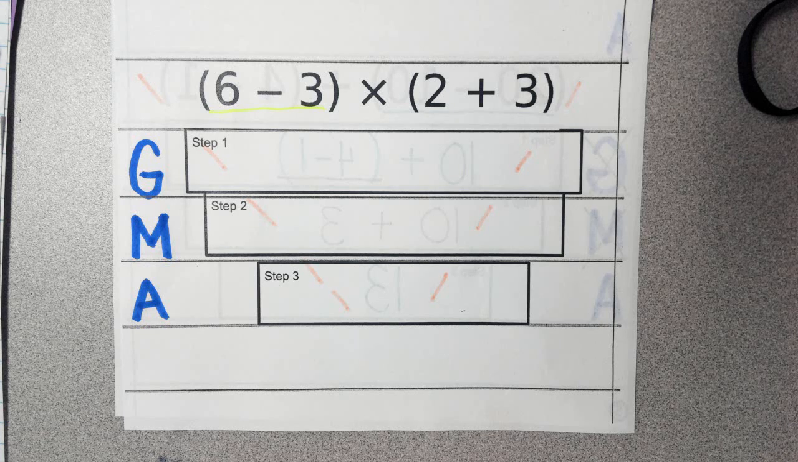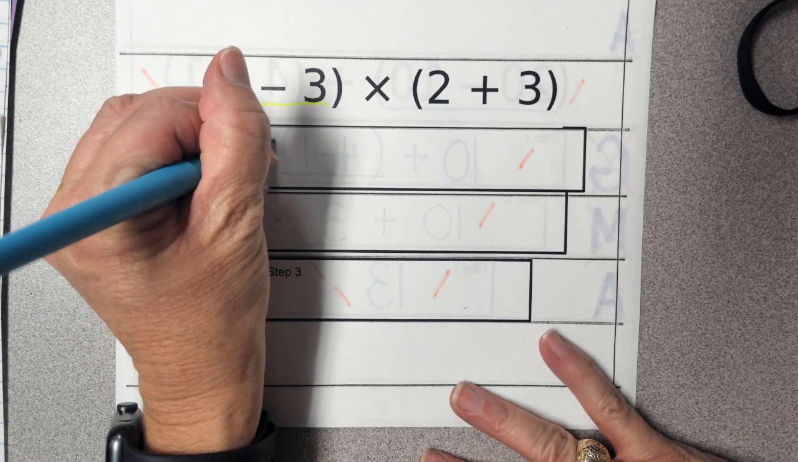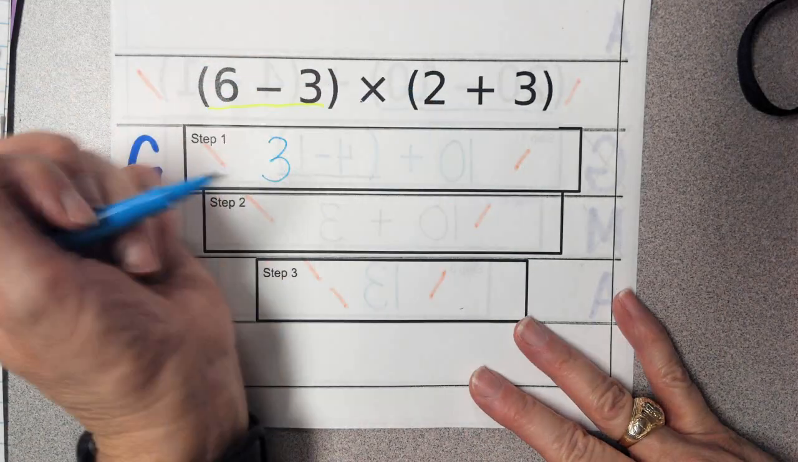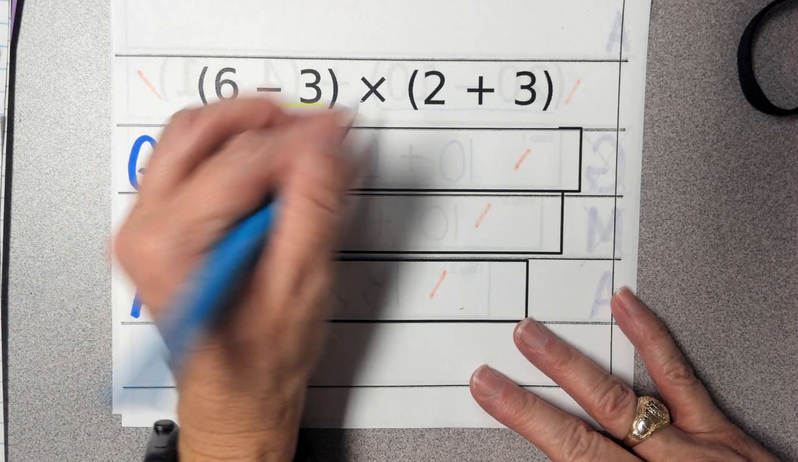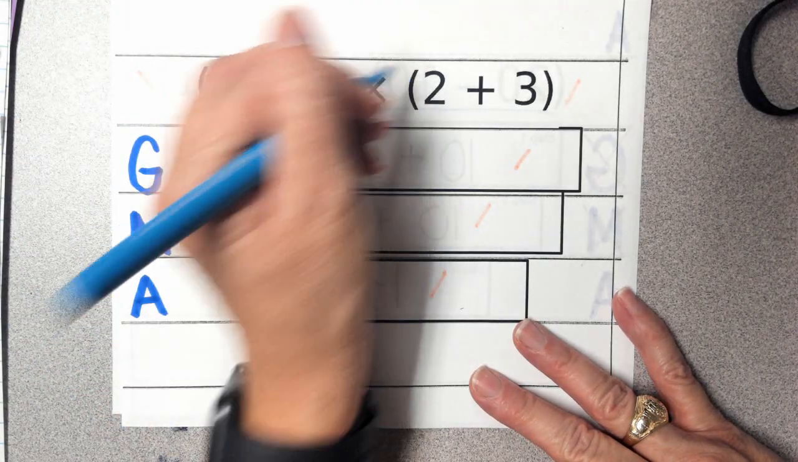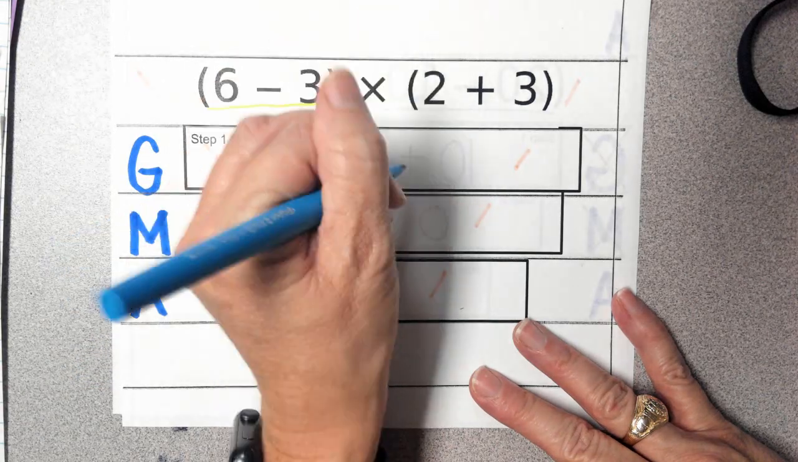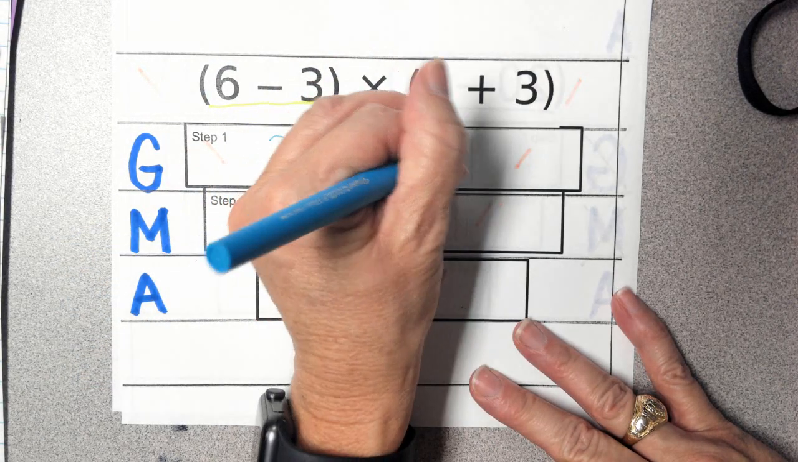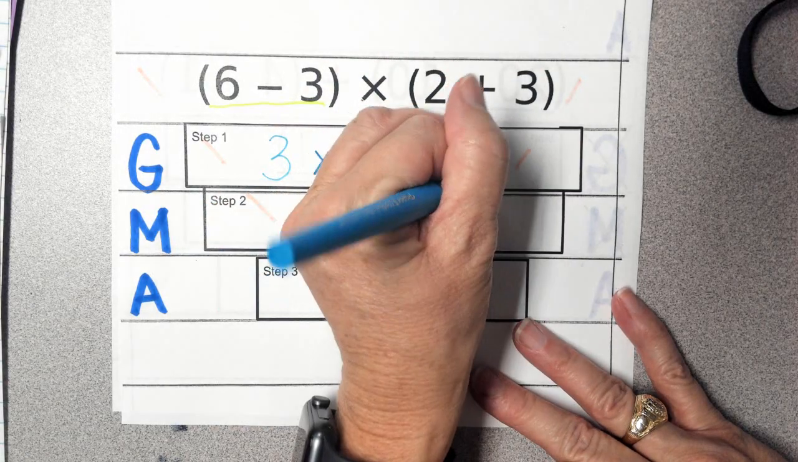When I think about 6 minus 3, I'm going to get 3 as my answer. And then I'm going to need to simply drop the rest into place. So I'm not changing the order, I'm just dropping. So I have my multiplication sign, I have my parentheses, 2 plus 3 closing parentheses.